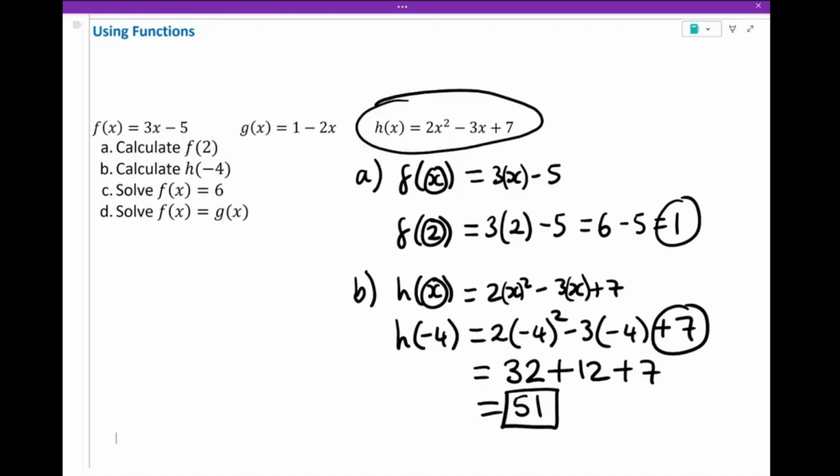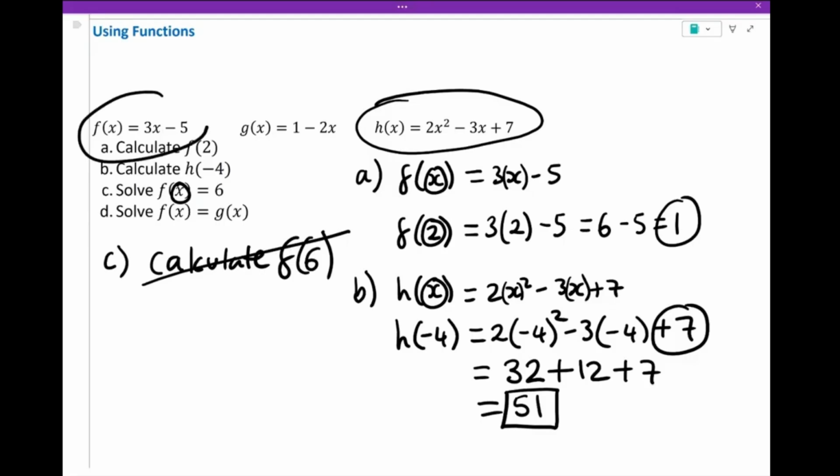Now let's have a look at part C, which is a little bit different. In part C, it says solve, so a different keyword here, and it says f of x is equal to 6. The most common mistake on this type of question is to substitute 6 into this expression here, into f of x. This is wrong. That would be correct if the question was calculate f of 6, which is not what the question is. The question is asking us to solve f of x is equal to 6. So this is asking what value of x would make my function equal to 6.